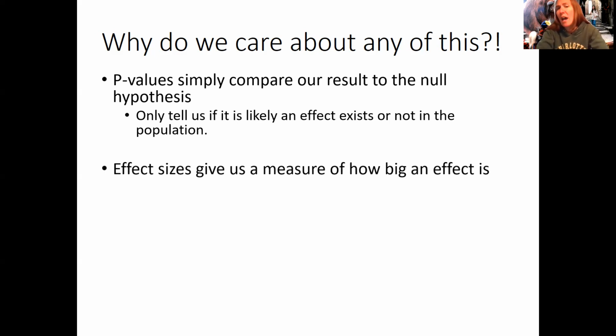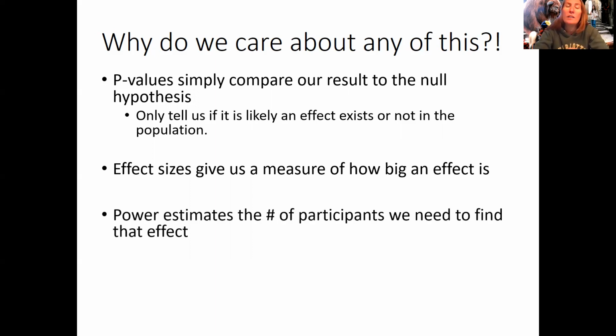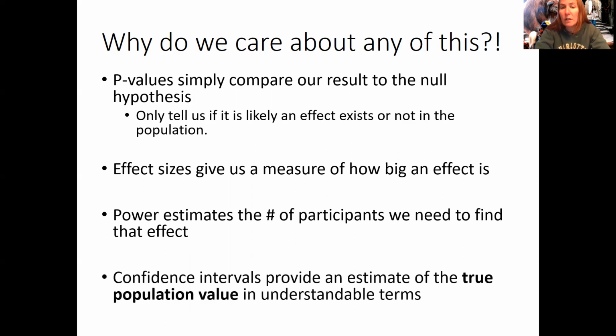Effect size tells us how big the effect is in the population, and what percentage of the population is likely to experience it. Power is best used before you run an experiment; it tells us how many participants we need so we can feel confident about our results, and how likely we are to find an effect if there's one to find. And confidence intervals give us an estimate of what the real population is like. So those are the four main things we need to know in stats.